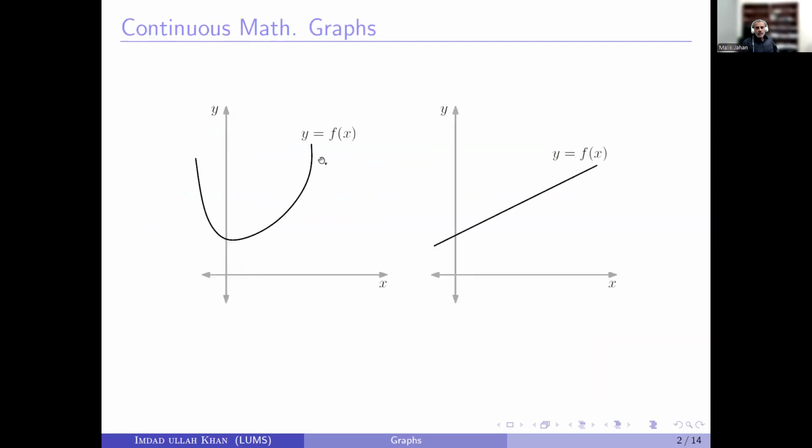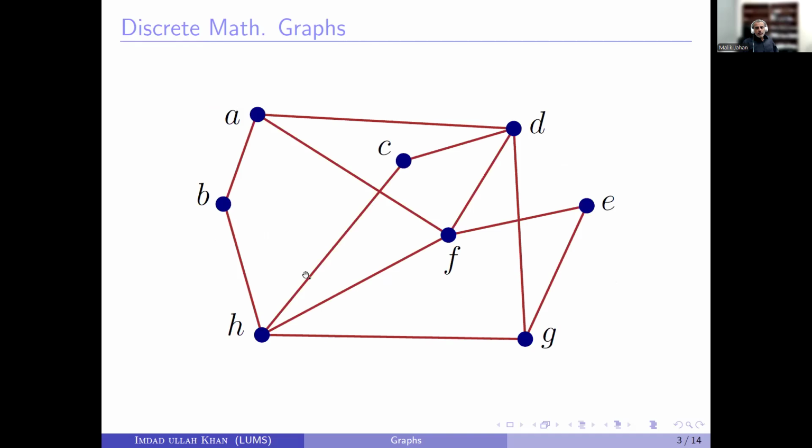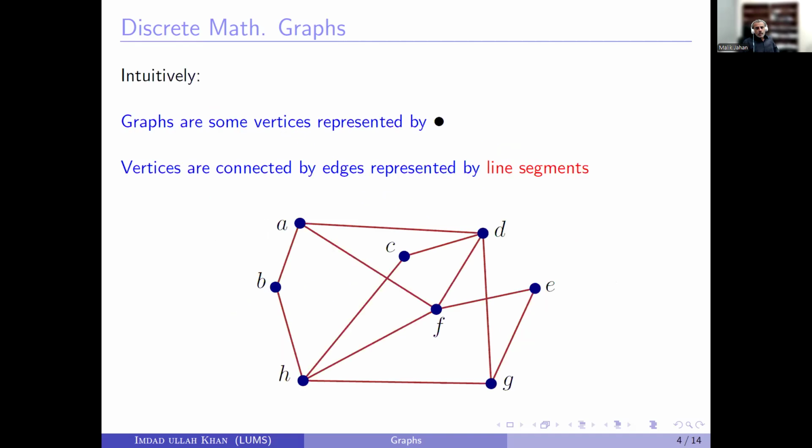You might have seen these kinds of graphs in your previous math courses. These are the graphs which are known as charts, or in mathematics we call them graphs, but they are graphs of continuous math. In discrete math, a graph looks like this figure, which you can see on the screen. It has two kinds of components. There are those blue dots, and then there are these red lines between those dots, which are essentially connecting those dots with each other. These two terms are the fundamental building blocks of graphs.